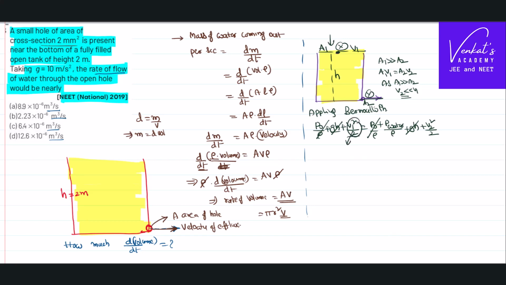Thus, I can ignore this part. This V1 is very small. V1 square is also very small. This is just an application of Bernoulli's theorem you might have learned. So, the entire RHS has gone.